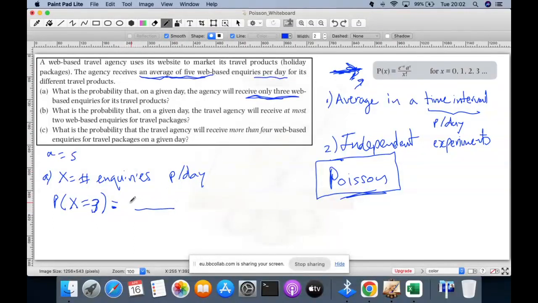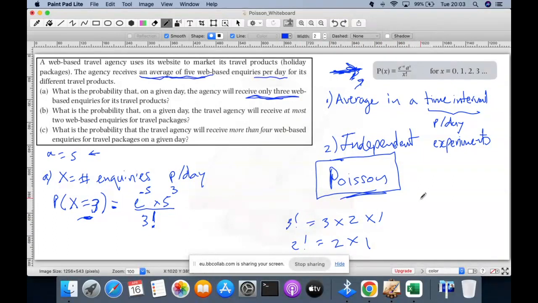So it's e to the minus 5, because that's what your a is, times a, which is 5, and now x is 3. Your x is 3, so it's 5 to the power 3, all divided by x factorial, which is 3 factorial. I'll explain what factorial means in a second. A factorial just means this: if I say 3 factorial, that means 3 times 2 times 1. If I say 2 factorial, I'm saying 2 times 1. But you don't need to write this whole thing out. Your calculator does it for you.